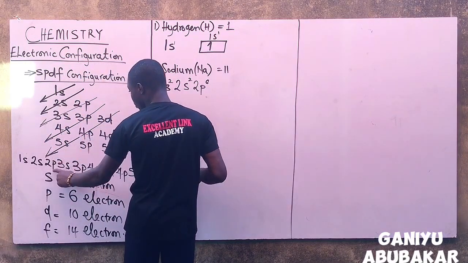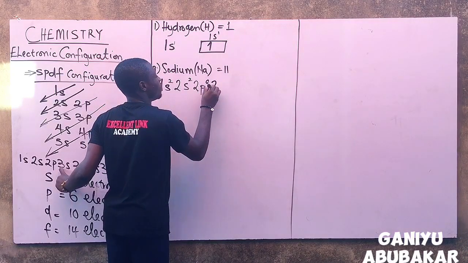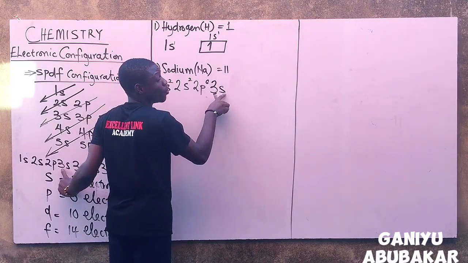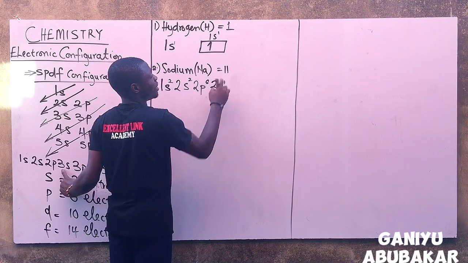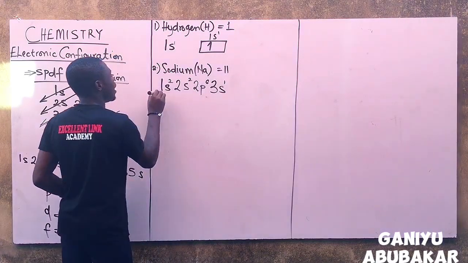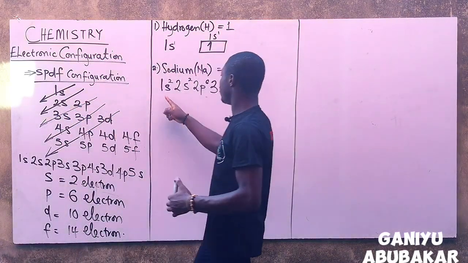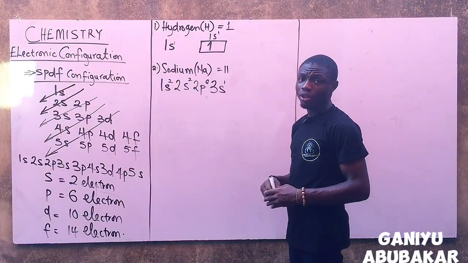So 2p, next up 3s, I'll have 3s. We said s contains maximum 2 electrons, but in this case I just need 1 more to complete 11. So this is the SPDF configuration for sodium, right?